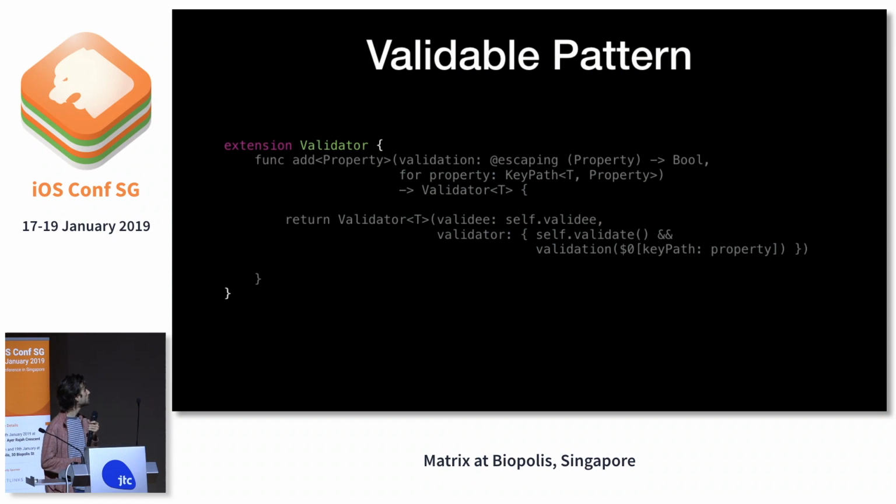We also have to implement an extension on validator. It's basically the same function that I've showed you. The only difference is that this time we are not going to build the validator from an object. We are going to build it from another validator. The idea is that this will allow you to chain validators, to add several validators.